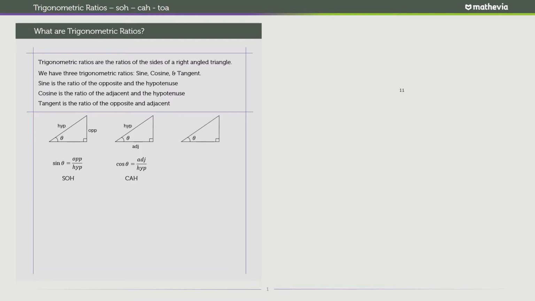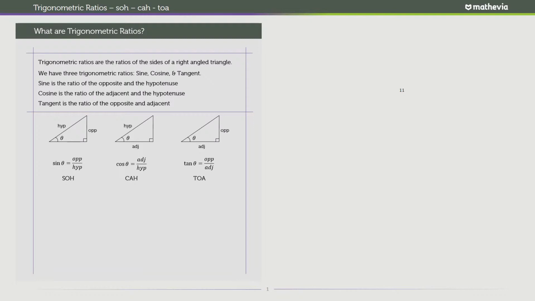Now finally, we have TOA, okay, and what do you think TOA stands for? So TOA is opposite over adjacent. So tan of theta is opposite over adjacent, and that's what we have, TOA. So we have SOHCAHTOA, and that's pretty much what we're going to be learning in this lesson. The trigonometric ratios, SOHCAHTOA, and exactly what they stand for.